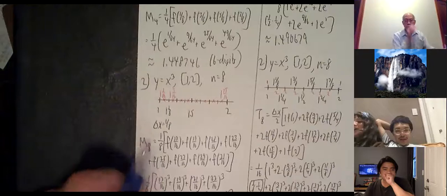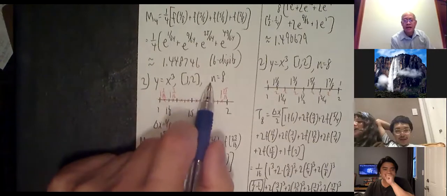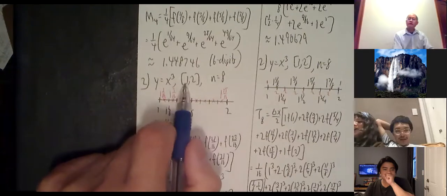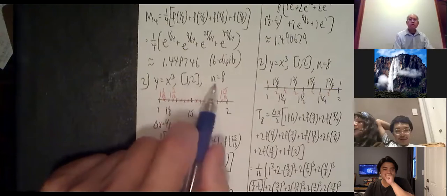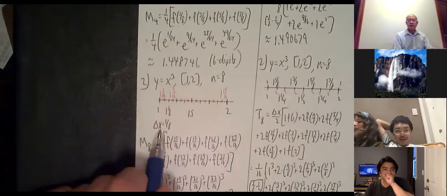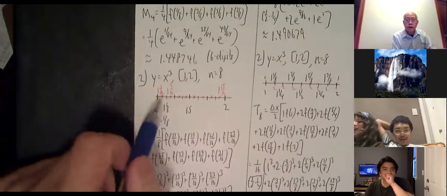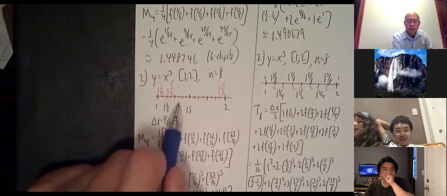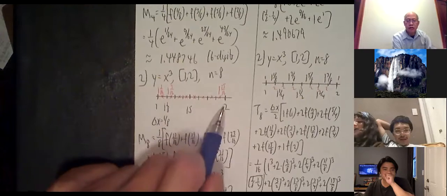Okay, still midpoint rule. y equals x cubed from 1 to 2, n equals 8. So you're chopping it up into 8 pieces. How far is it from 1 to 2? Well, 1 unit. Divide into 8, so delta x is 1/8. So this is 1 and 1/8, 1 and 2/8, 1 and 3/8, 1 and 4/8, 1 and 5/8, 1 and 6/8, 1 and 7/8, 1 and 8/8.